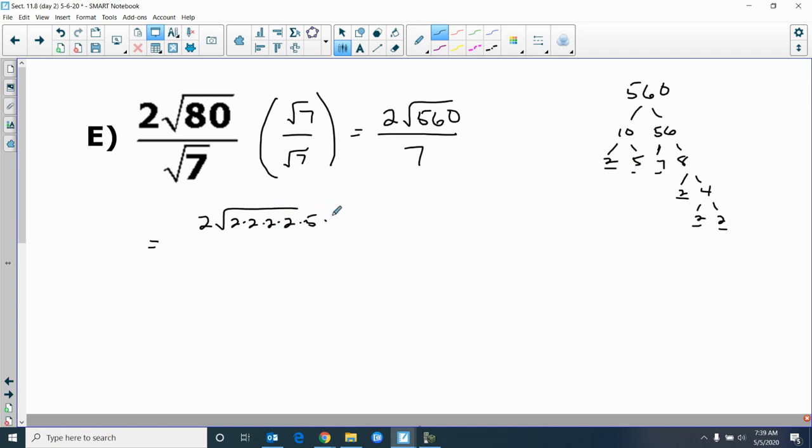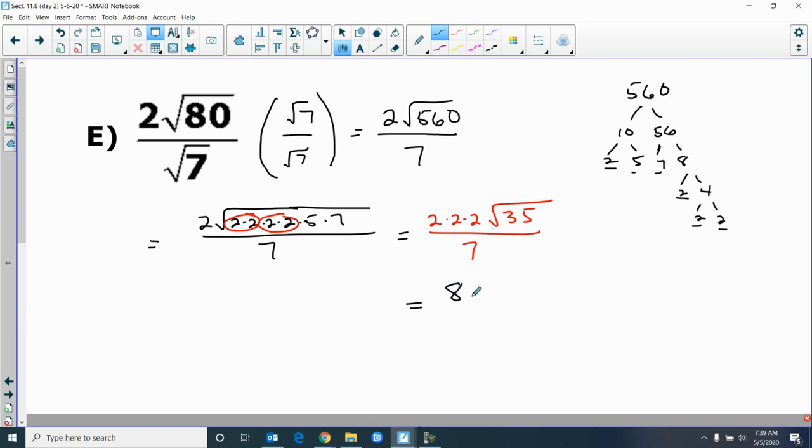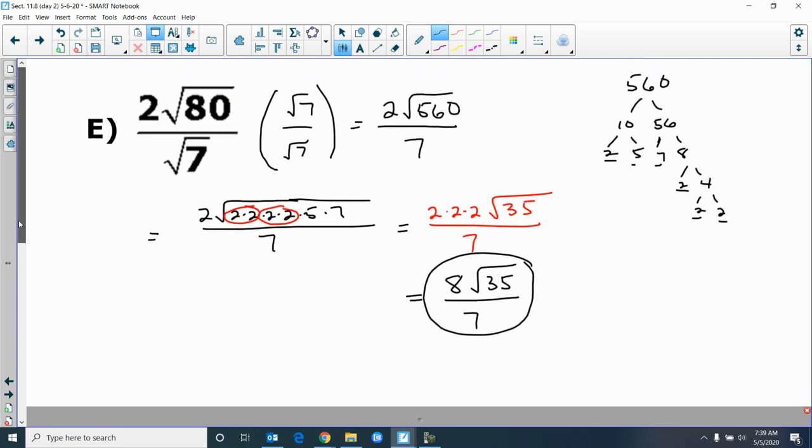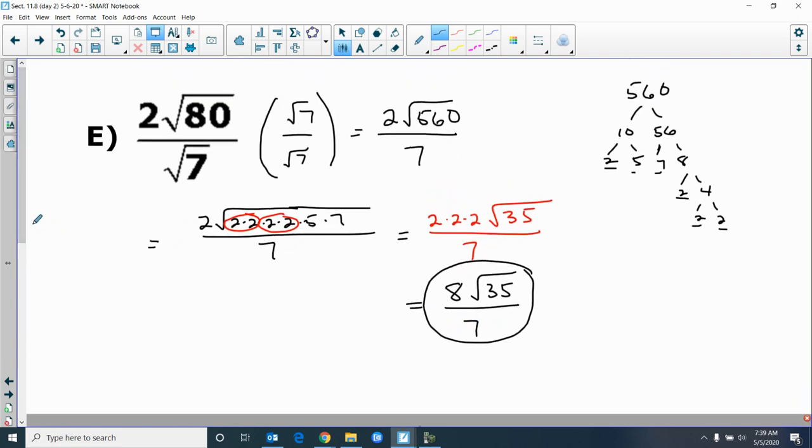And then I got a 7 on the bottom. Remember, pairs come out. I got a 2 already out there. I take out 2 more 2's, multiply the 5 and 7 together to get 35 over 7. Multiply those 2 back together. 2 times 2 is 4. 4 times 2 is 8. 8 square root of 35 over 7. Okay, that's our answer here. Final answer. Cannot have a square root in the denominator. We do not.